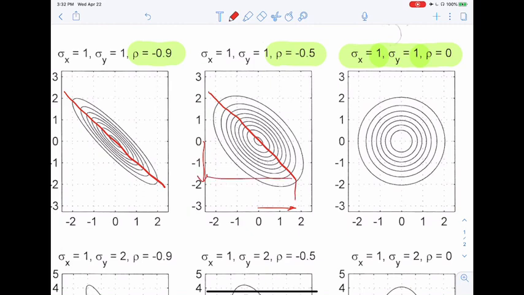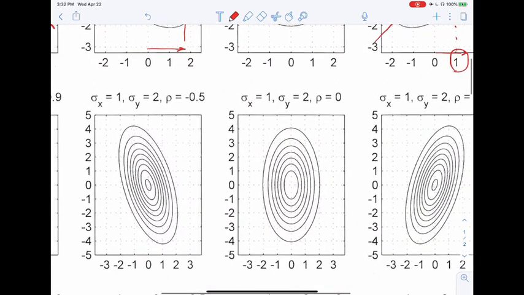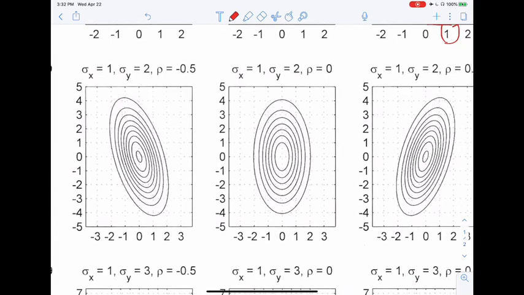And as the correlation gets closer to 1, we see these contours start collapsing towards that straight line between the two. And it's a 45-degree line again because sigma x and sigma y, the variability in x and the variability in y, are matched. If I switch down to this next row, this is very similar.